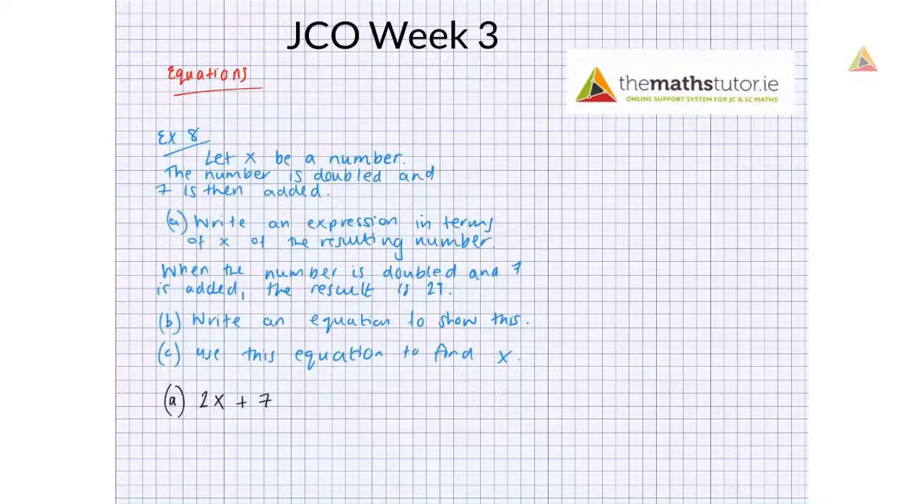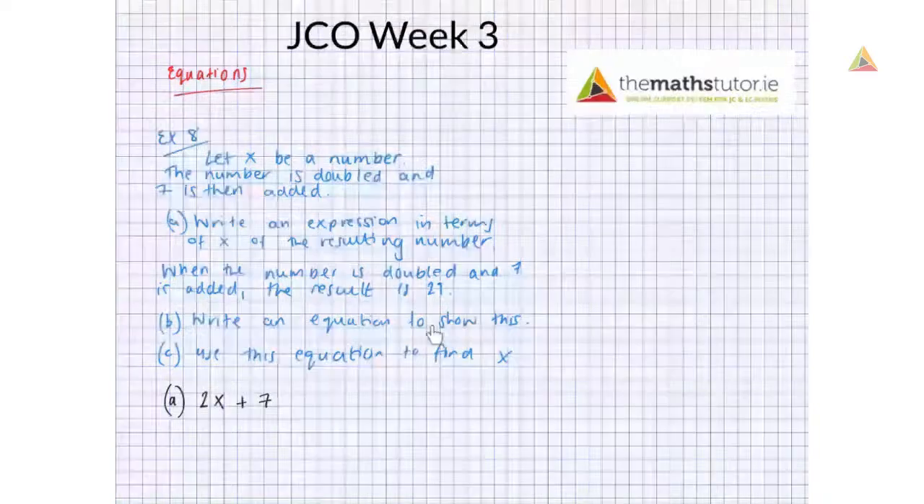For part B, when the number is doubled and 7 is added, the result is 29. So they're saying that this is equal to 29, and that's the answer to part B. Write an equation to show this.